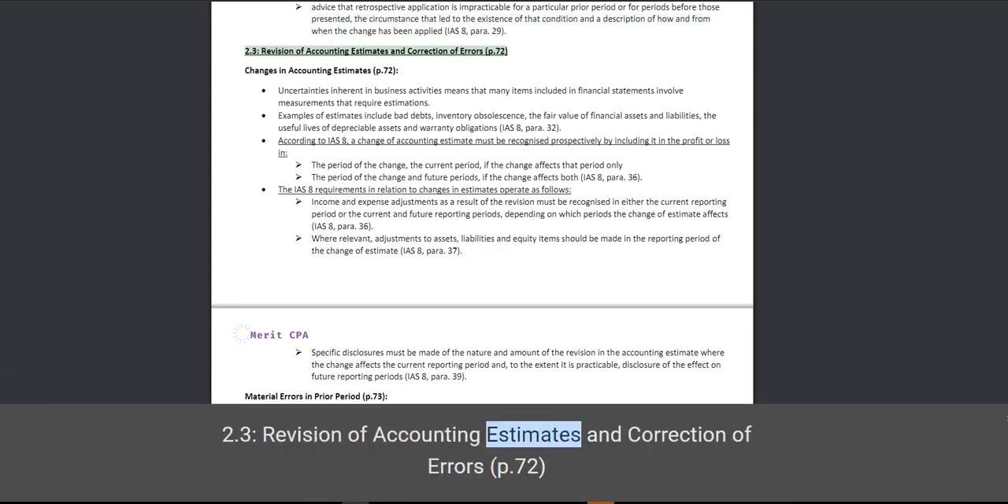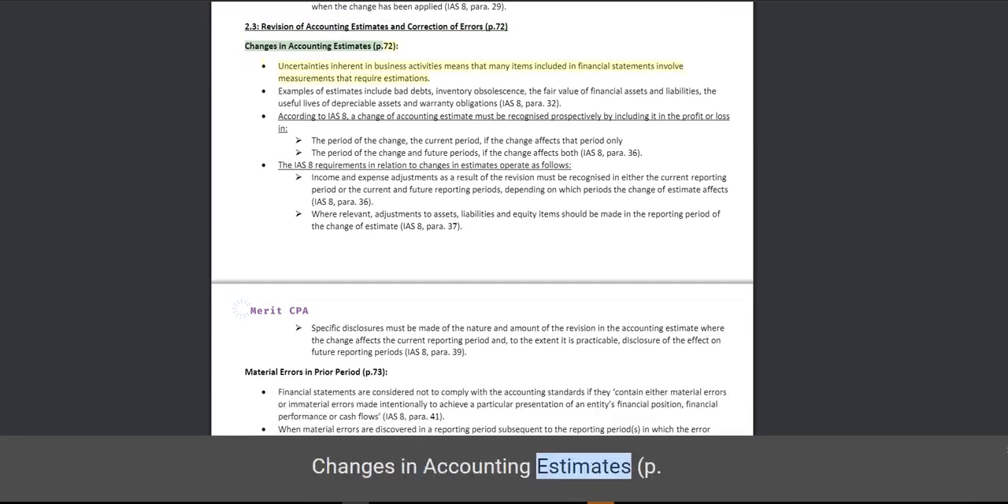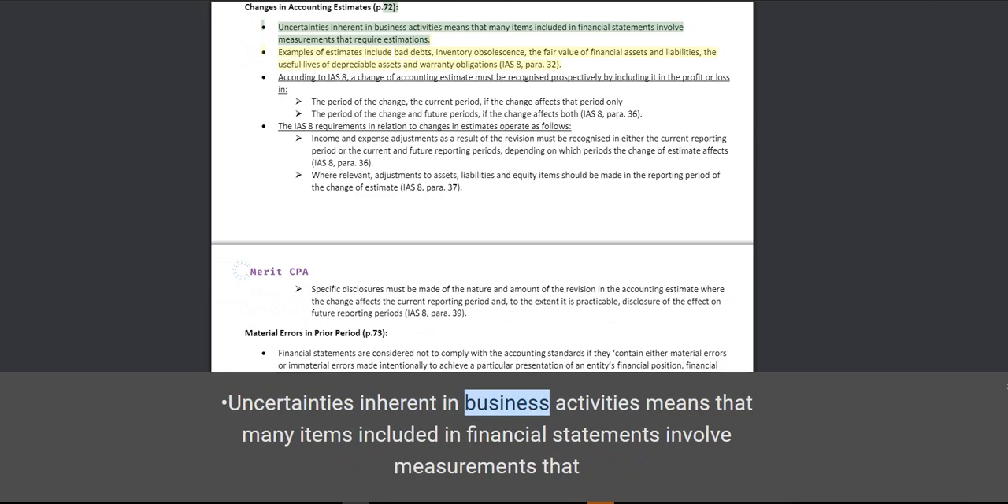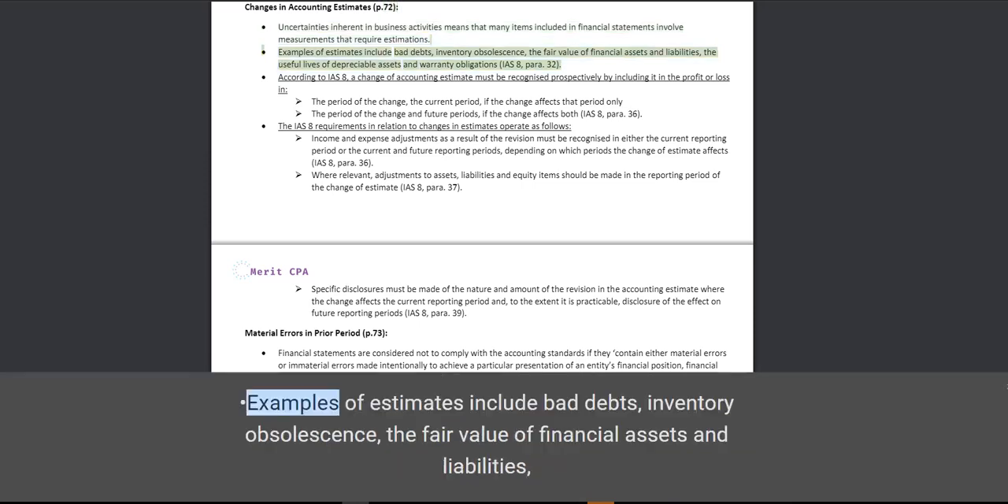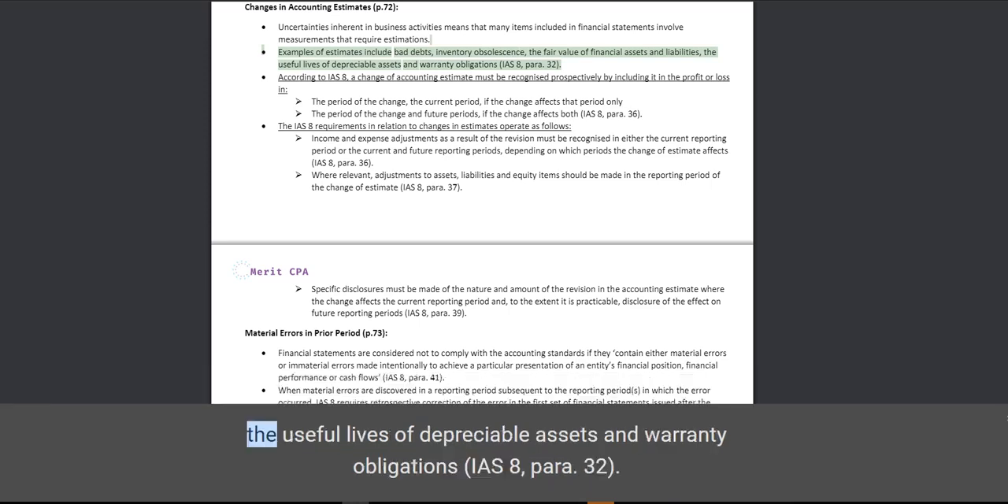2.3. Revision of accounting estimates and correction of errors. P.72. Changes in accounting estimates. P. 72. Uncertainties inherent in business activities mean that many items included in financial statements involve measurements that require estimations. Examples of estimates include bad debts, inventory obsolescence, the fair value of financial assets and liabilities, the useful lives of depreciable assets and warranty obligations.